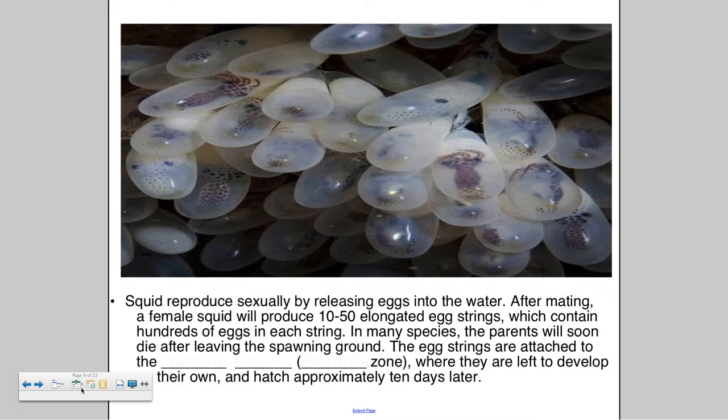All right, can I get a volunteer to read? Go ahead, Erica. Stop for a second. When it says elongated egg strings, meaning strings and strings of eggs attached, not just 50 eggs or 10 eggs, meaning like 10 strings of eggs. So like 10 of these things or 50 of these things. Go ahead.